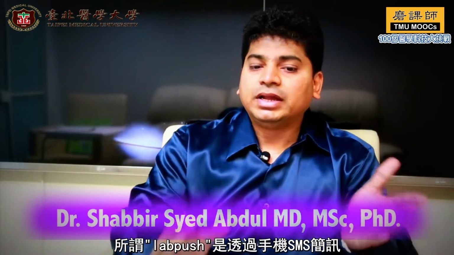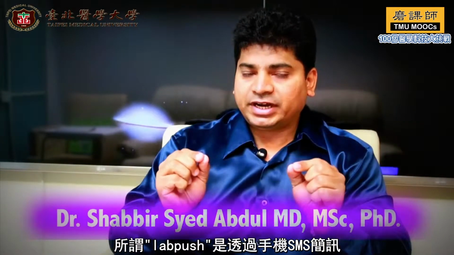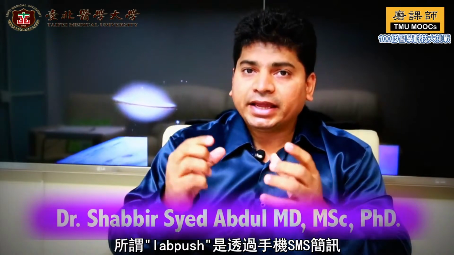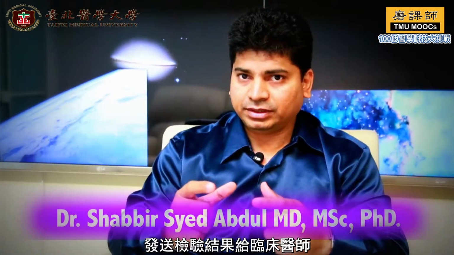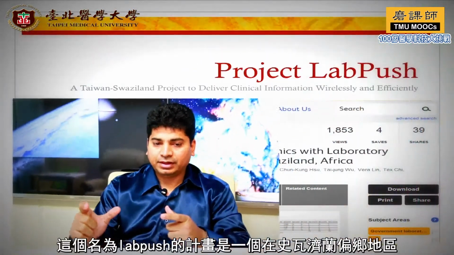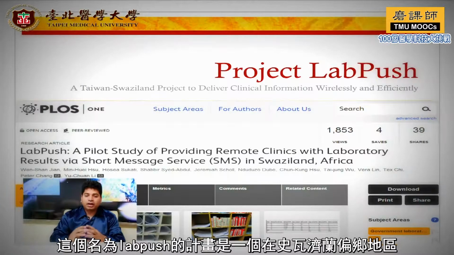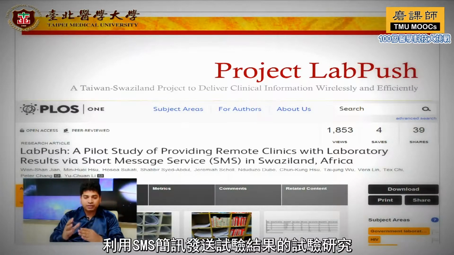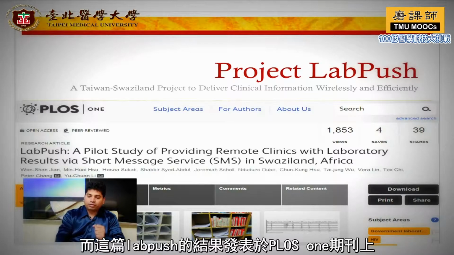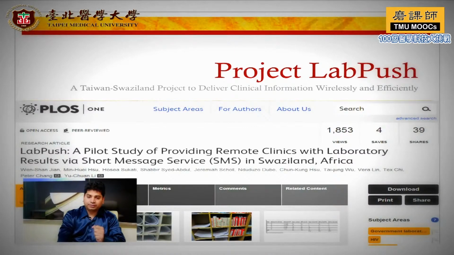It is about a very simple strategy, sending lab results to clinicians via SMS. The project is called Lab Push, a pilot study of providing remote clinics with laboratory results via SMS in Swaziland, Africa, and this paper was published in the PLOS ONE journal.